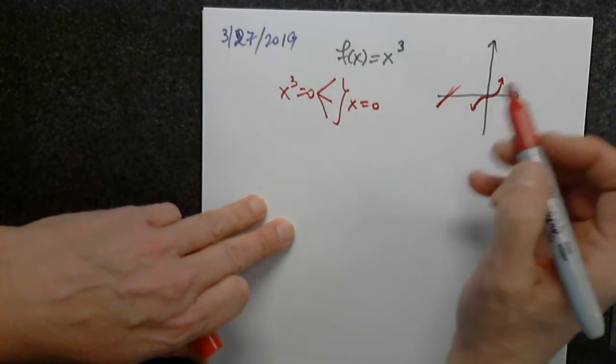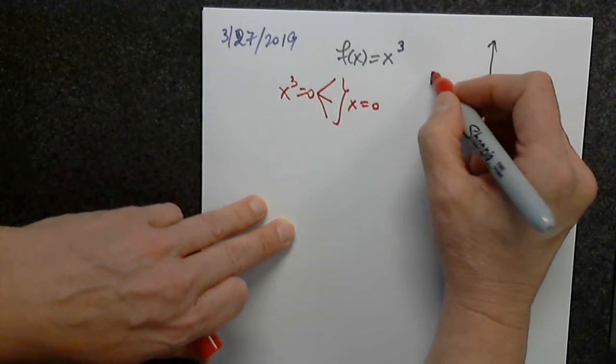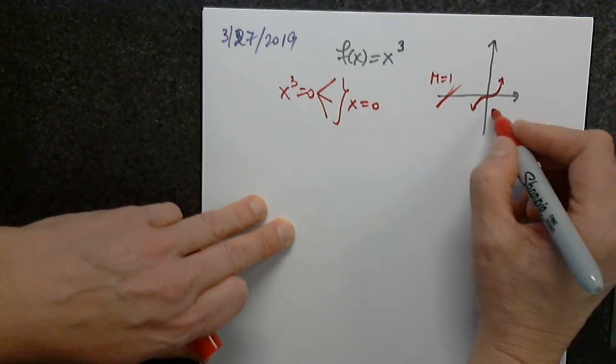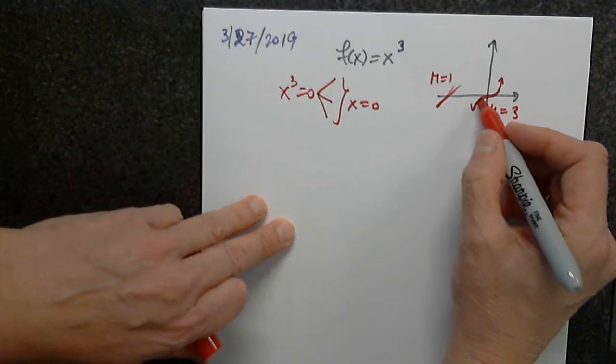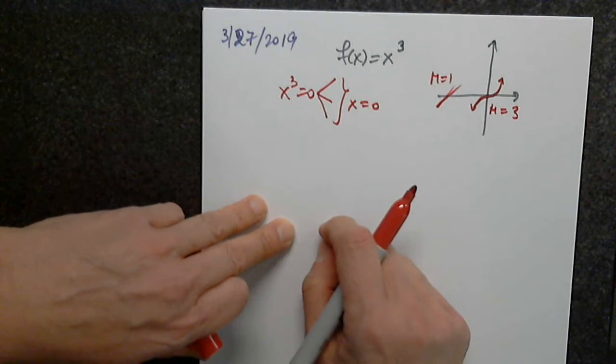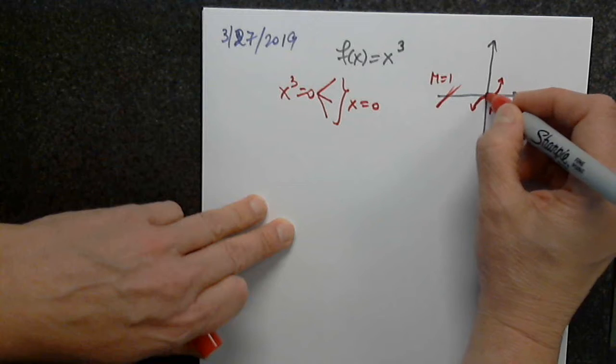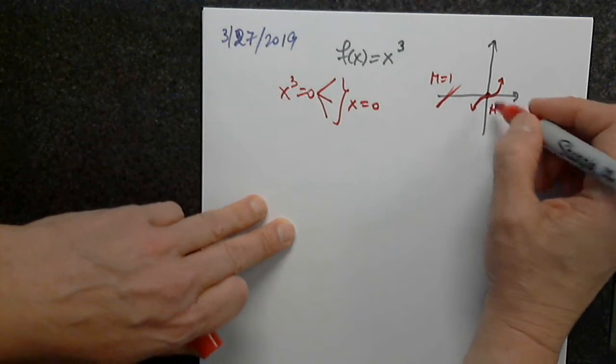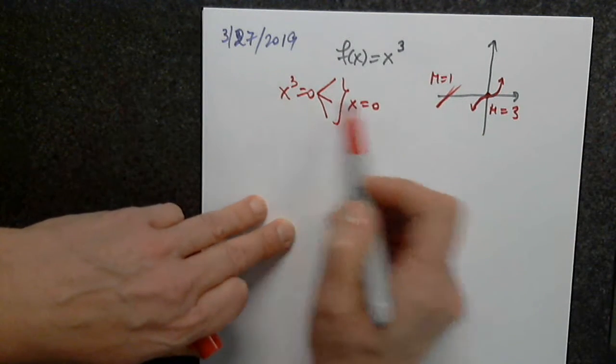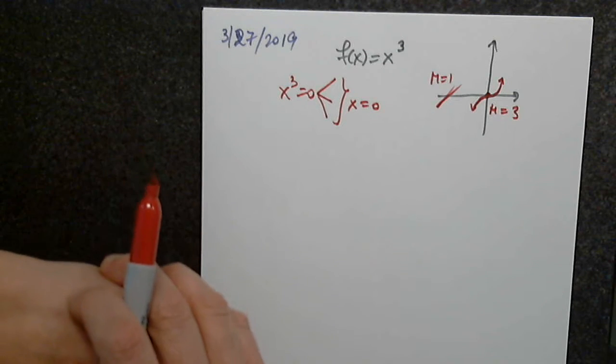If the multiplicity is 1, it looks like this. But since the multiplicity is 3, it crosses, but very slowly. It doesn't mean that this is made out of 3 points. It's still 1. But since the solution appears 3 times, that's what happens.